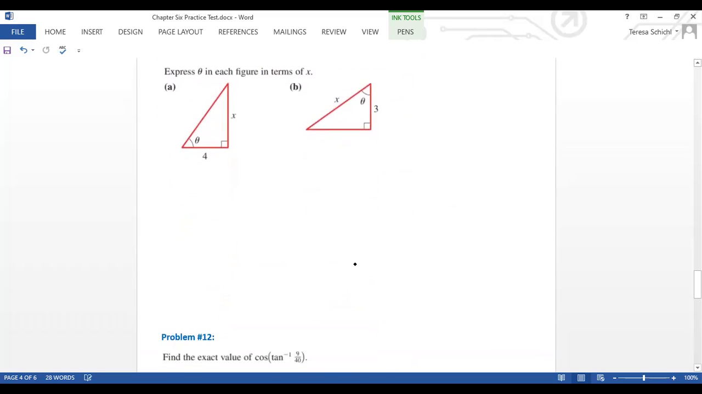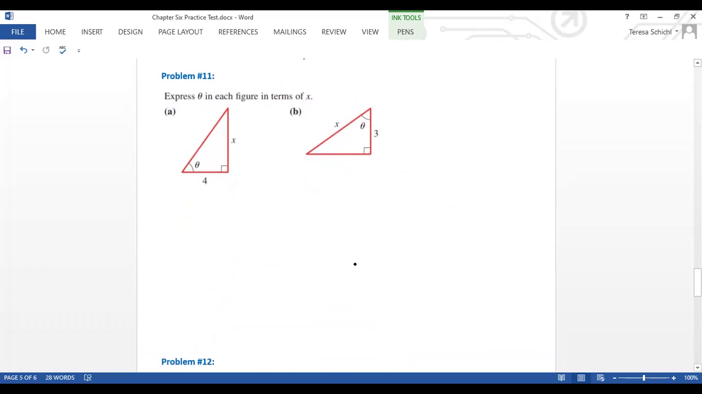All right, so now let's take a look at number 11. Let's express theta in terms of x here. There are several ways to do that. You can use the Pythagorean theorem and find the hypotenuse. But this one is easy. I can say the tangent theta is just what? It's the opposite over adjacent, right? So it's just x over 4. I can do that. Then they want to find the theta. So what do I do here?